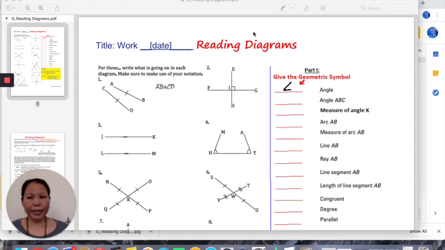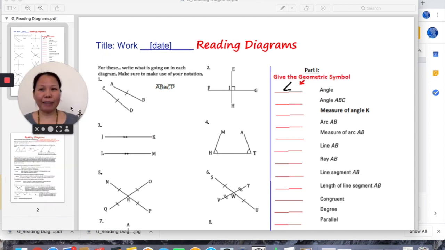On this assignment, what we're asking you to do is look at the math diagrams or math drawings, and tell me everything that you can with all the geometric symbols that you can read. We already did number one, by the way, as an example. Let me go ahead and move my bubble up to number one here. Okay, so here's number one.